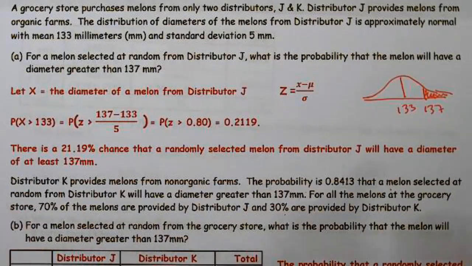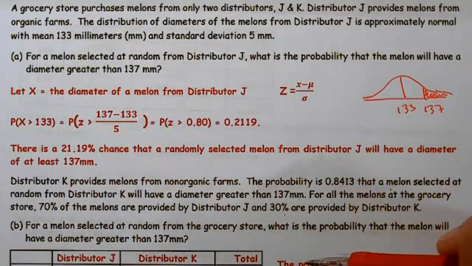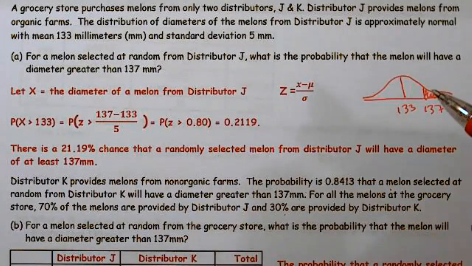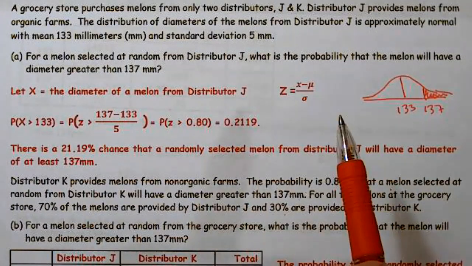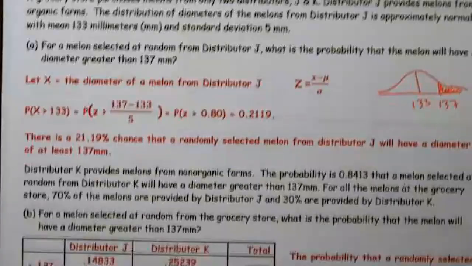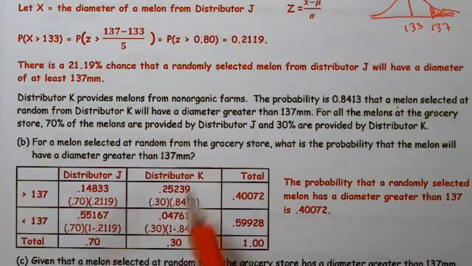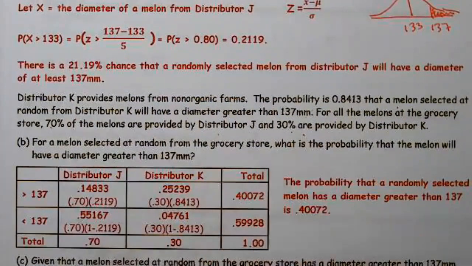So with that said, I know a couple things. I have melons that are less than 137 millimeters, melons that are more than 137 millimeters, and I also have distributor J and distributor K. So I have essentially information to make a two-way table. So that's what I'm going to do. As it turns out, since they gave me the percentages, 70% from J, 30% from K, that makes it easy. So I'm going to start with those.